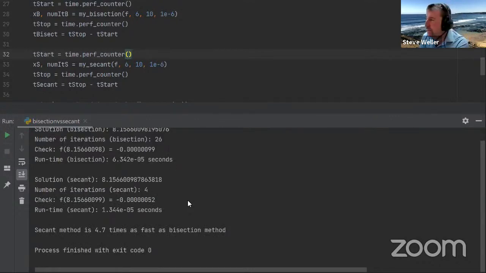Why is the code taking different amounts of time to run? Why is the secant method always a fixed number of times as fast as the bisection algorithm when it's called with exactly the same parameters? How can that be?